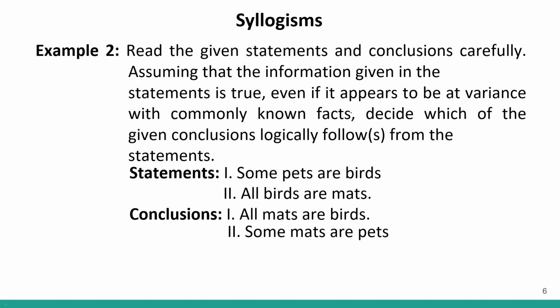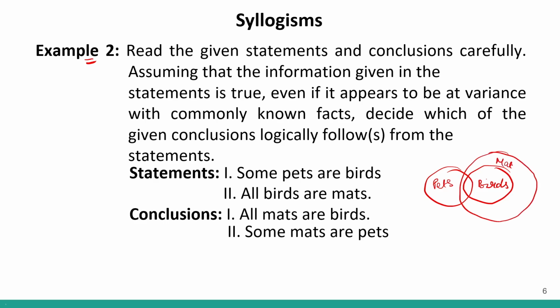Now, example 2. The statement is some pets are birds. So if this is my pets, this will be my birds. Some pets are birds, correct? All birds are mats. So if this is my birds, this will be my mats. All birds are mats. So this is how I can represent them, correct?